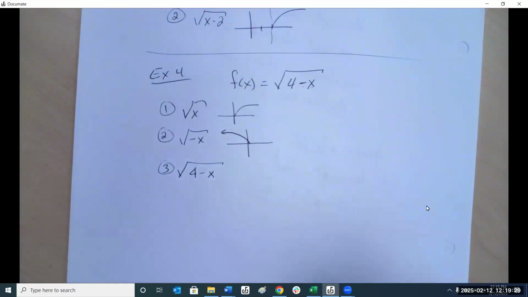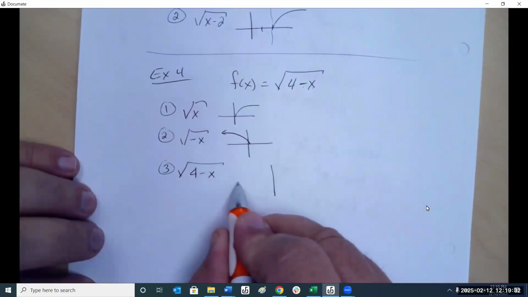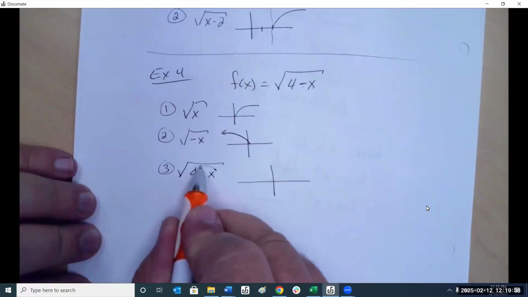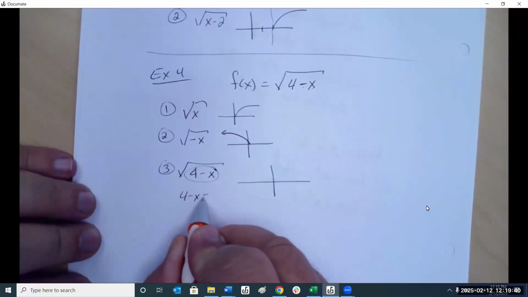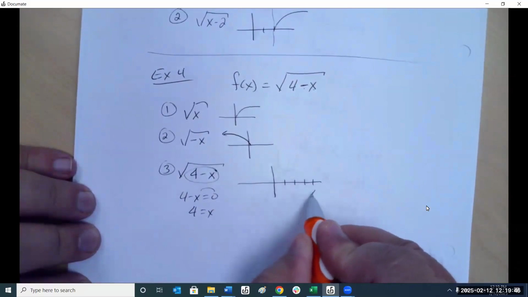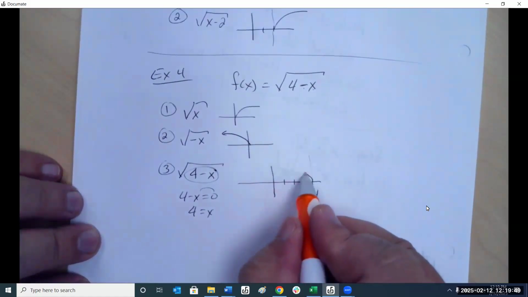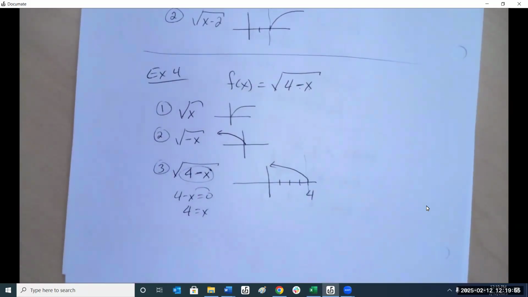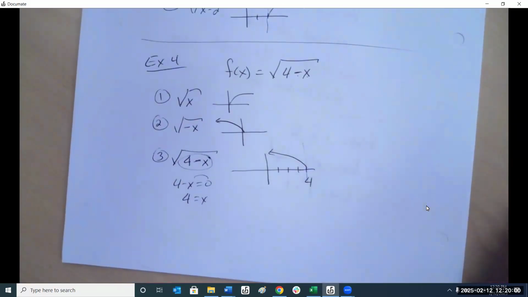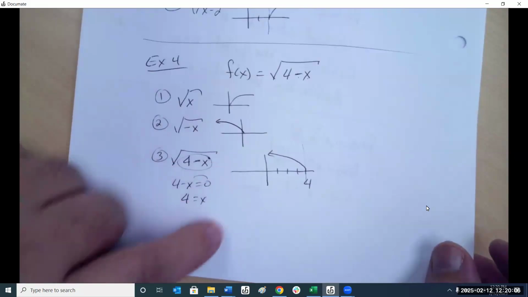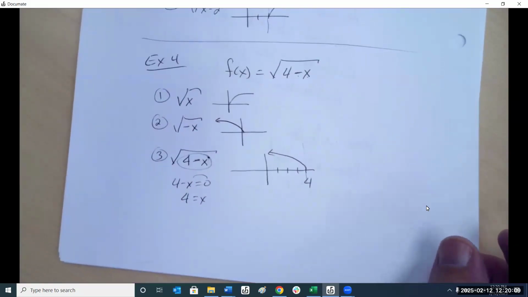Which direction and how far does it move? Take this, set it equal to 0. So there's my new origin. There's my graph. It's always the opposite. This is a minus, but it has to be to the right. Again, do it step by step. Decompose what the function is telling you.